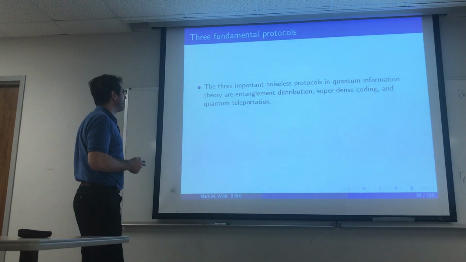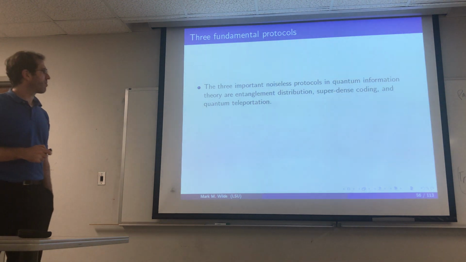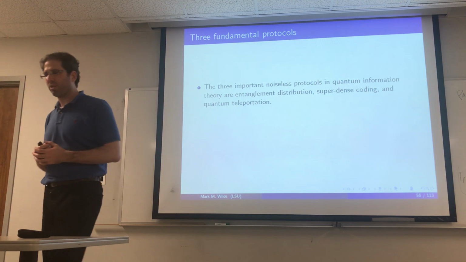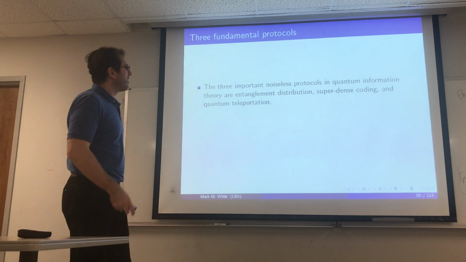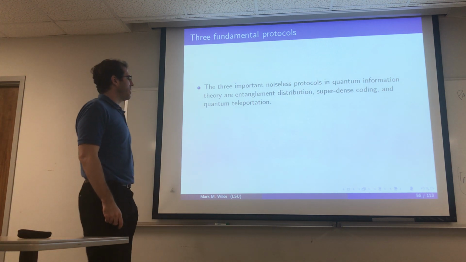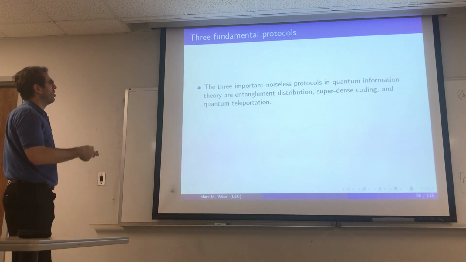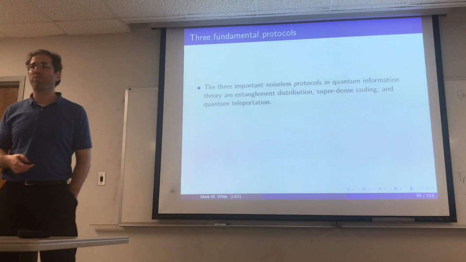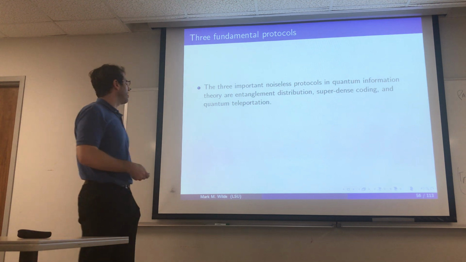The most important ones, if there's ideal conditions, involve the three different kinds of things we've been talking about: classical bits, qubits, and E-bits, the entangled bits, a maximum entangled state of 2 qubits. So these basic protocols involve these three kinds of resources: classical bit channels, qubit channels, and E-bits.